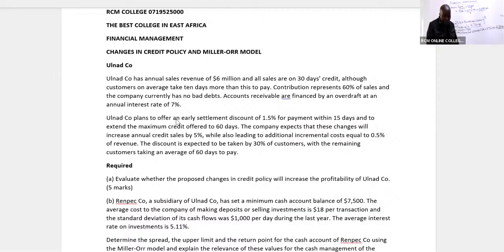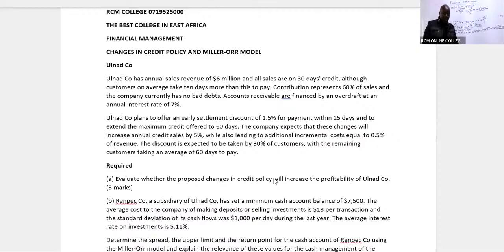ULNAD company plans to offer an early settlement discount of 1.5% for payment within 15 days and to extend the maximum credit offered to 60 days. The company expects that these changes will increase annual credit sales by 5%, while also leading to additional incremental costs equal to 0.5% of revenue. The discount is expected to be taken by 30% of customers, with the remaining customers taking an average of 60 days to pay. So they want us to evaluate whether the proposed changes in credit policy will increase the profitability of ULNAD company.